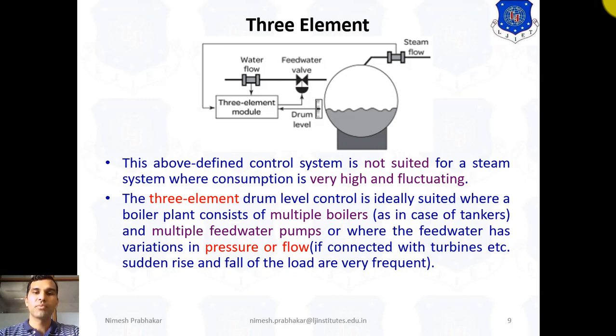So if connected with the turbine, etc., sudden rise and fall of the load are very frequent. That means in a single element and double element system there is some limitation, so it cannot be suitable for a very large plant, where multiple boilers are used. So for controlling multiple boilers and multiple feed water pumps, the three element system is very suitable.